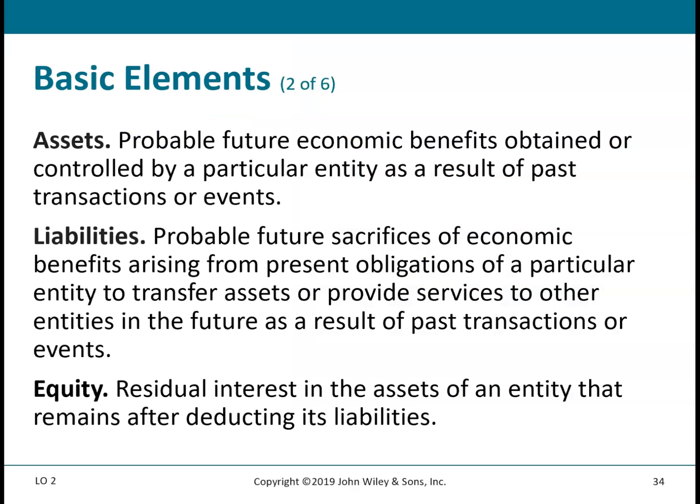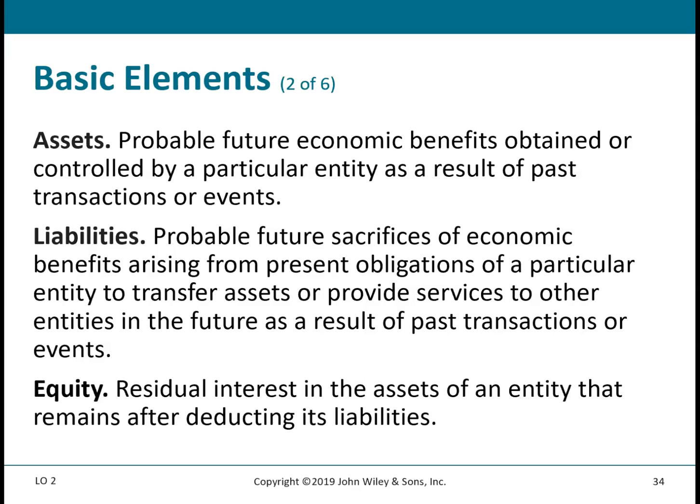The basic elements are going to be our terminology, and we need to use terminology that has the same meaning for all people. So assets are probable future economic benefits obtained or controlled by a particular entity as a result of past transactions or events. All right, so in Accounting 1, we learned that assets are things that we own that benefit us in the future. So we're just building on that definition.